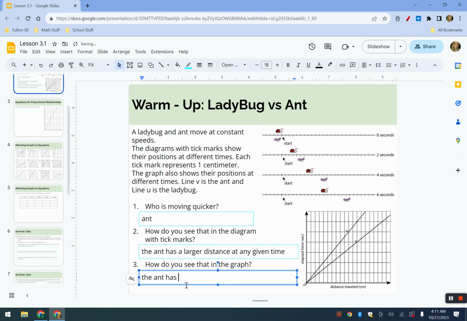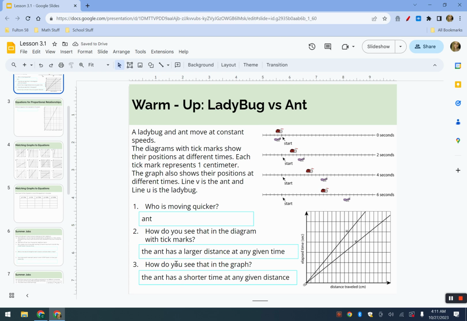The ant has a shorter time at any given distance. It's kind of the opposite. So for the diagram with the tick marks, we looked at the time, versus the graph, we kind of looked at a distance. So go ahead, get that down. And then let's go ahead and look at the next slide.